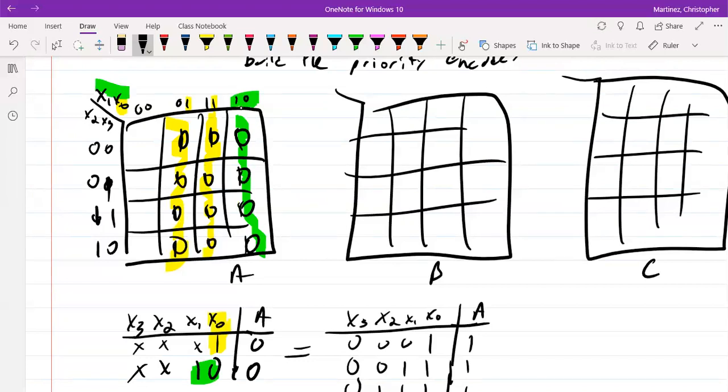All right, so just pay attention to don't cares. The don't cares on the input are not X's. They are ones and zeros, so you got to fill those in. All right, so that should give you an idea of how to do a priority encoder.